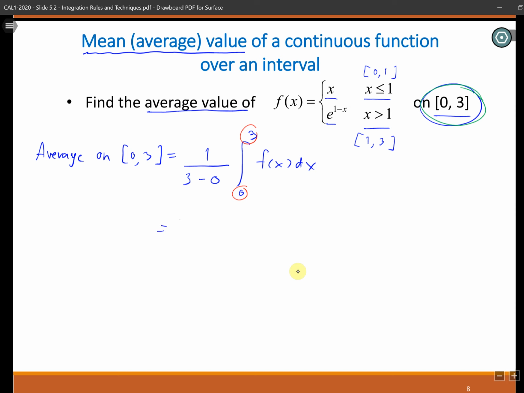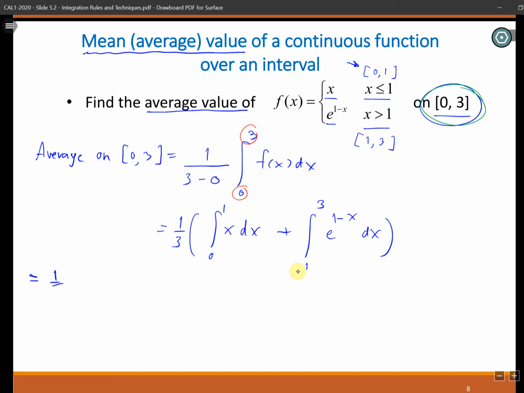The front part, 1 over 3. Now inside the first section from 0 to 1, the function is equal to x dx. Now the next section, integration from 1 to 3. Same function, but in this range it's equal to e to the power of 1 minus x, with respect to x. Okay, so let's integrate that.